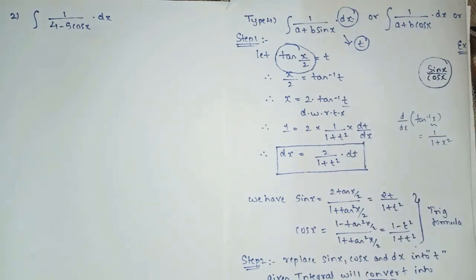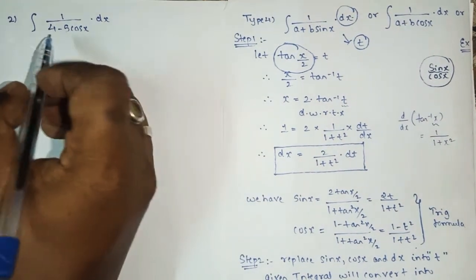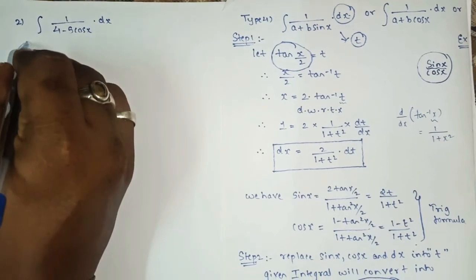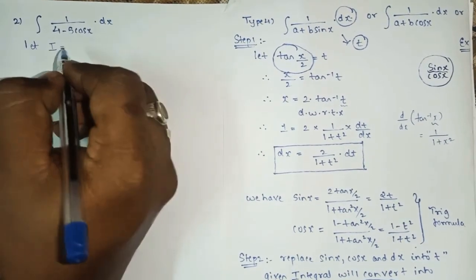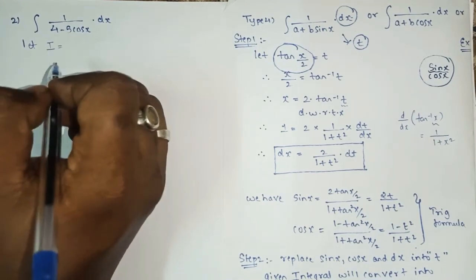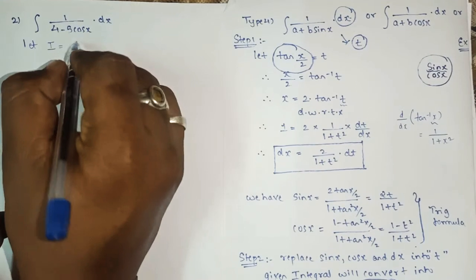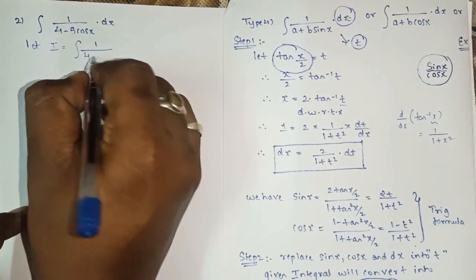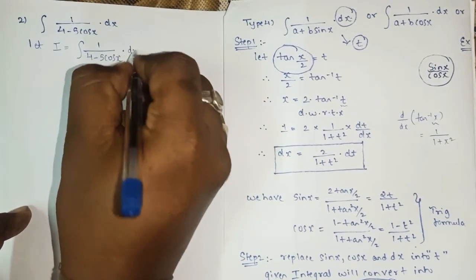Okay, so step number 1 and 2 will be same. So let's begin with the second sum. For this sum also, the integral is 1 upon 4 minus 5x. Here we don't have I, so we'll start with let I. If it is not given and only the integral 1 upon 4 minus 5x is mentioned, you can start with let I equals integral 1 upon 4 minus 5 cos x into dx.